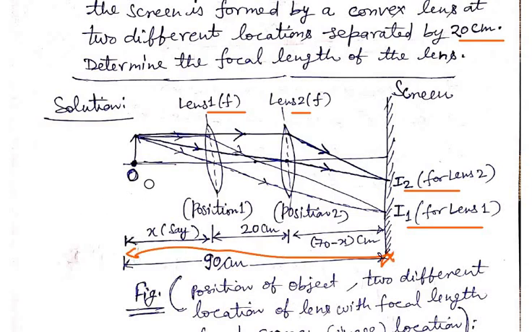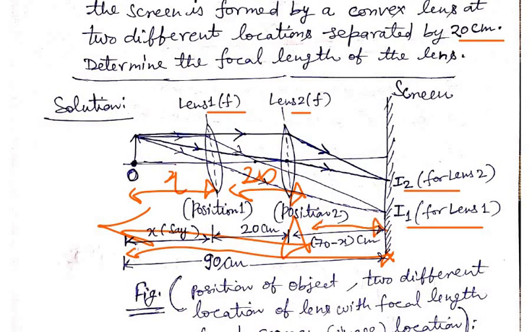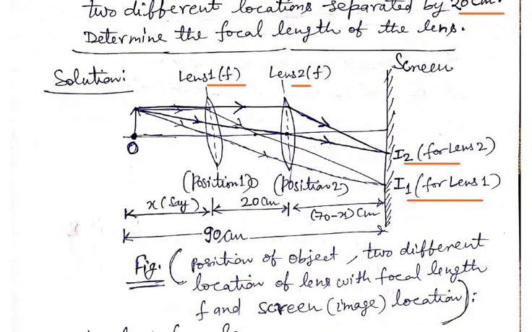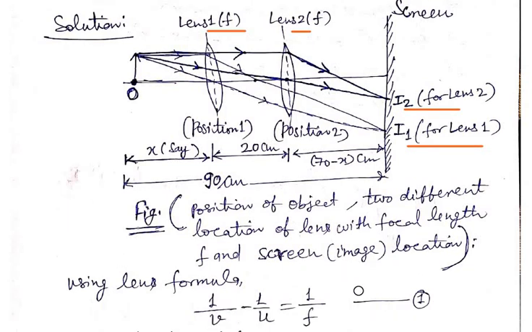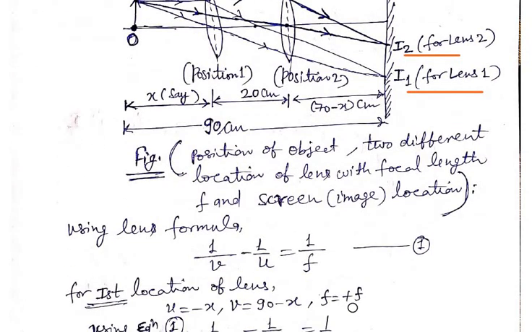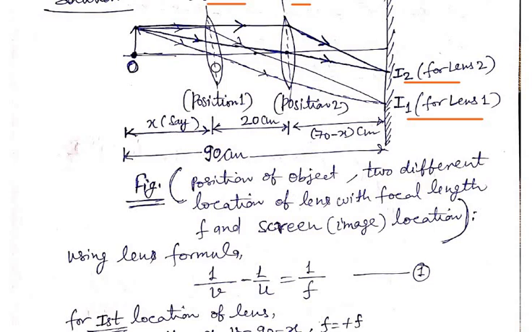If we assume the distance of the object from the first position is x and the distance between the two positions is 20, then this total distance will be 20 plus x. So the remaining distance will be 70 minus x. Hope you have understood this diagram. Now you can see the position of the object, two different locations of the lens with focal length f, and the screen image locations. Using the lens formula, 1 upon v minus 1 upon u equals 1 upon f. First we will consider the first position.